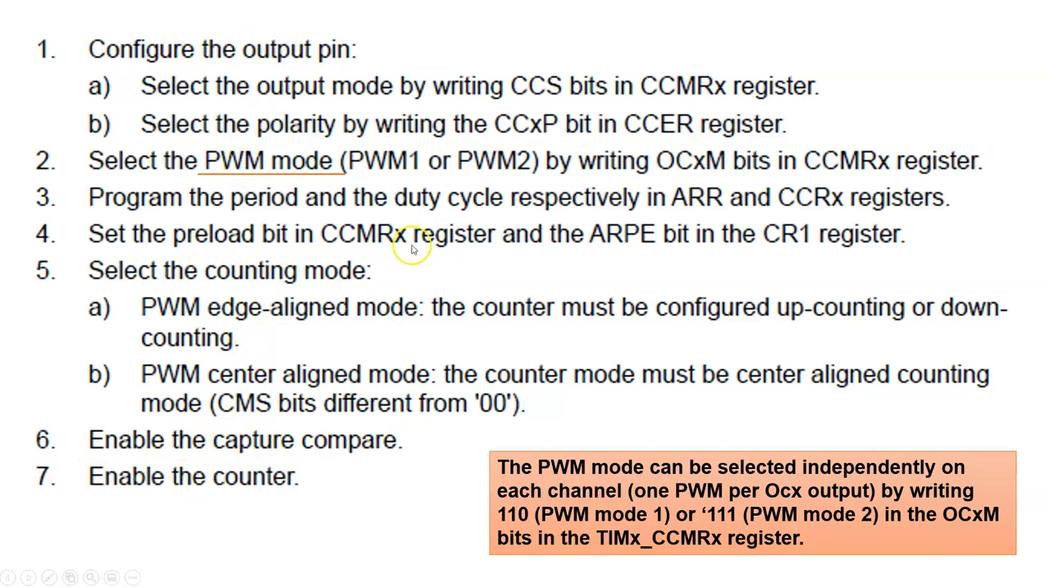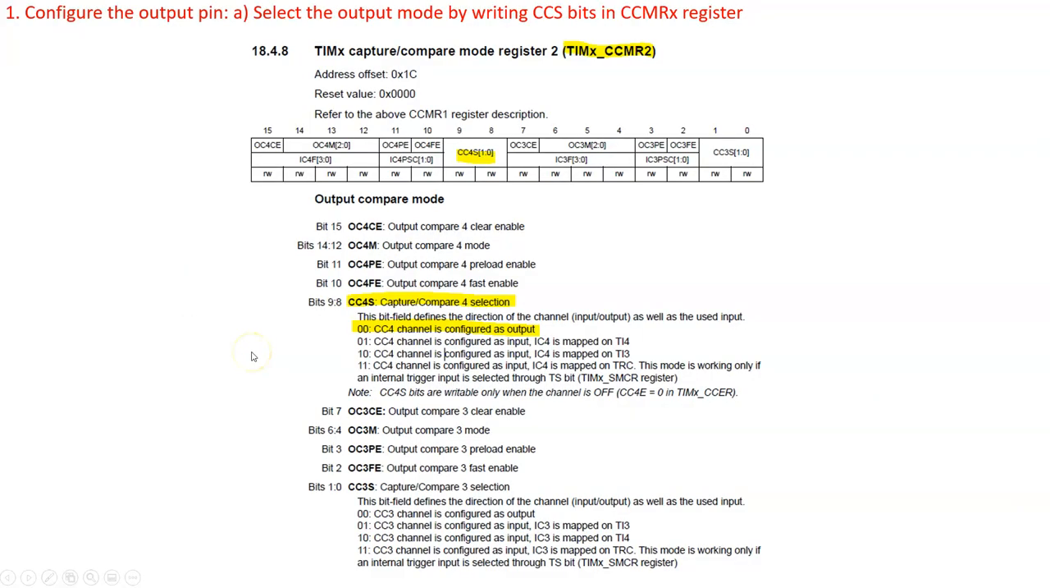If you look at these steps, some of these bit settings are very similar to what we did in the output compare. So let's walk through the steps and see if we can generate a pulse width modulated signal on timer 4, channel 4, which we can then see as a change in brightness in the blue LED. Okay, so let's go ahead and do that.